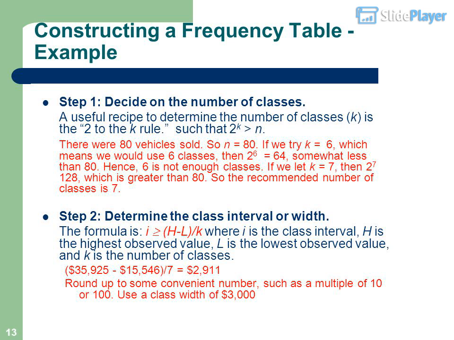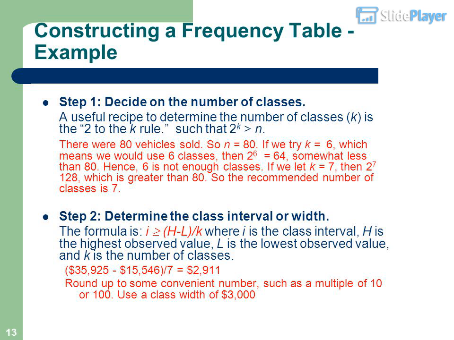Step 1, decide on the number of classes. A useful recipe to determine the number of classes, k, is the 2 to the k rule, such that 2^k is greater than n. There were 80 vehicles sold, so n equals 80. If we try k equals 6, which means 6 classes, then 2^6 equals 64, somewhat less than 80. Hence, 6 is not enough classes. If we let k equals 7, then 2^7 equals 128, which is greater than 80. So the recommended number of classes is 7.